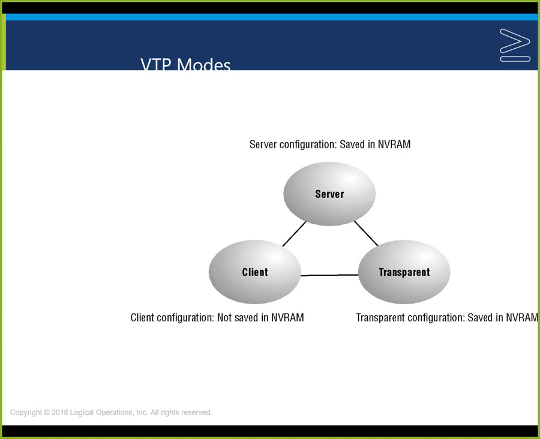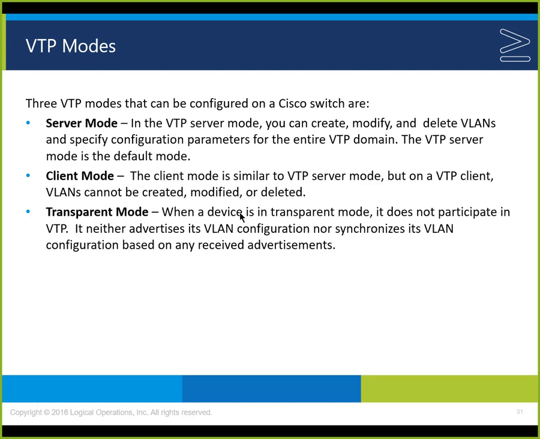The server creates them and sends them to the client. We still have to add the ports to it. We have to use the access ports or switchport access VLAN, whatever. Server mode: create, modify, delete VLANs, and specify configuration parameters for the entire domain. The VTP server mode is the default mode. When we make a switch, it is automatically a server, and we can make changes to it.